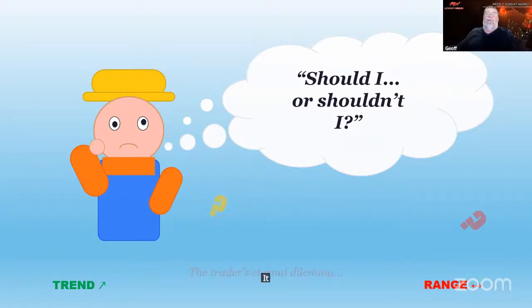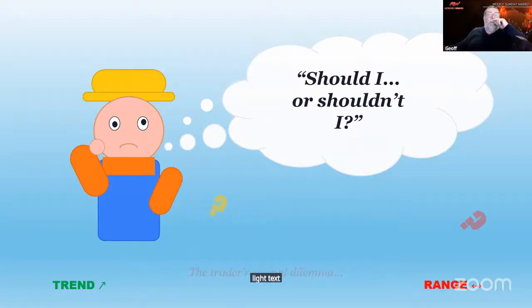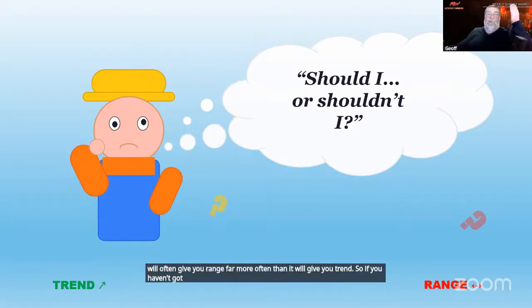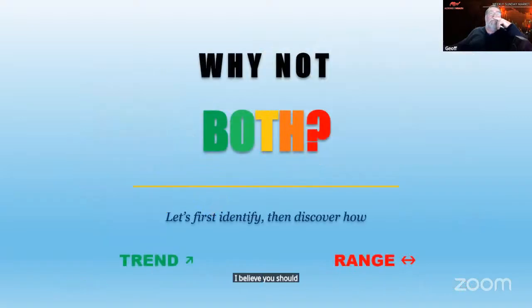It's a great question, and it is really the trader's eternal dilemma, as I've denoted there, if you can actually read it. Yeah, it's in very, very light text. I think you should have both a range and a trend trading system to work with for very obvious reasons. The market will often give you range far more often than it will give you trend. So if you haven't got a range system, well, that's my opinion, but I believe you should trade both.